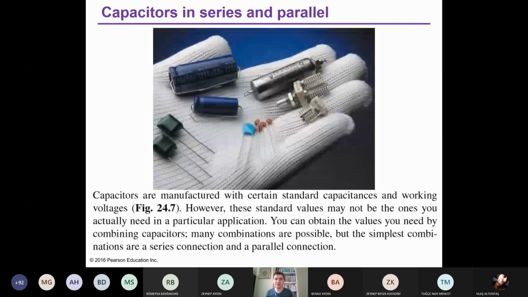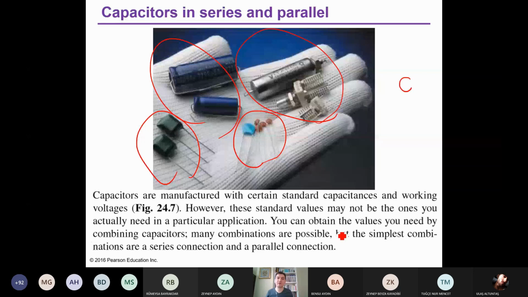Actually, in the market, you can find many different capacitors with different sizes, with different shapes, and with different capacitance values. So they have some certain standard capacitances and working voltages. But in applications, you may need your own capacitance for a particular application. Then you need final capacitance and final working voltage. Okay, then what to do? Then in this case, you can combine capacitors in a series or parallel connection. So we will do that now.